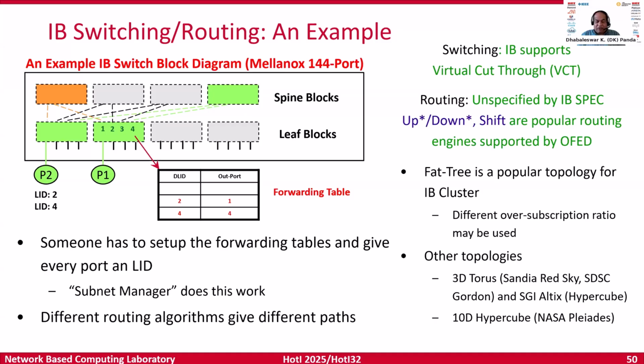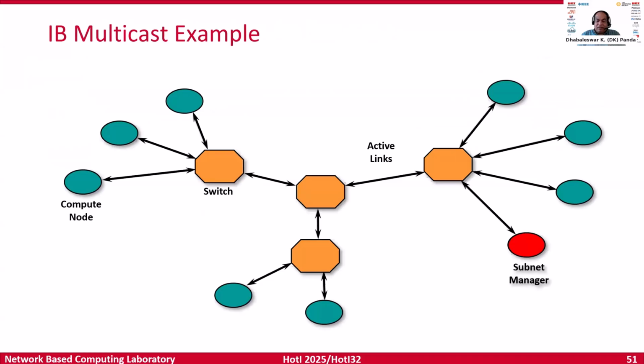So that's how the basic routing will work, and different routing algorithms will give you different paths. Then multicast: InfiniBand multicast actually follows a very traditional multicast, what we see even in the IP world. In IPv6, typically in multicast, there is a concept of joining the group, removing from the group.